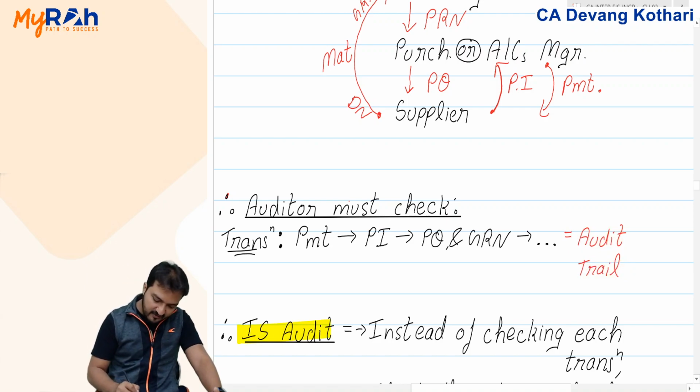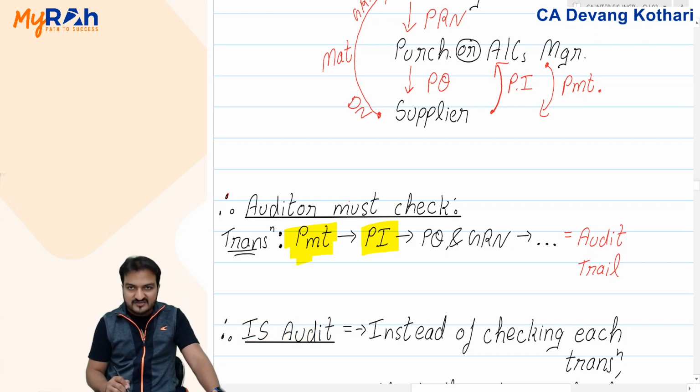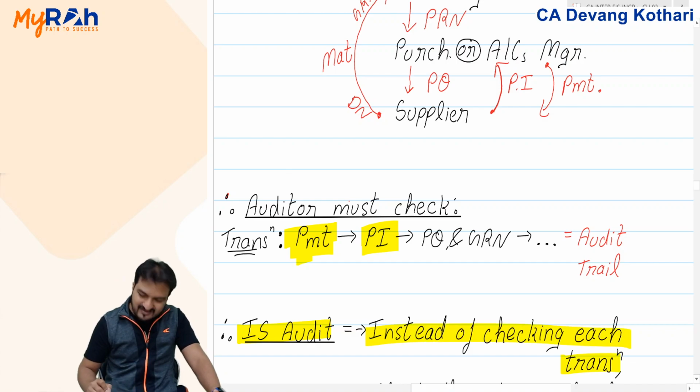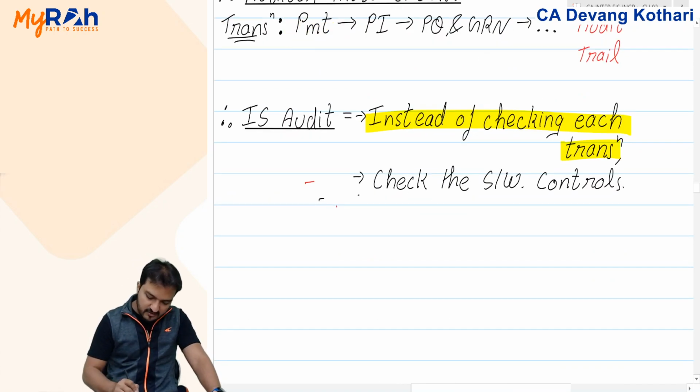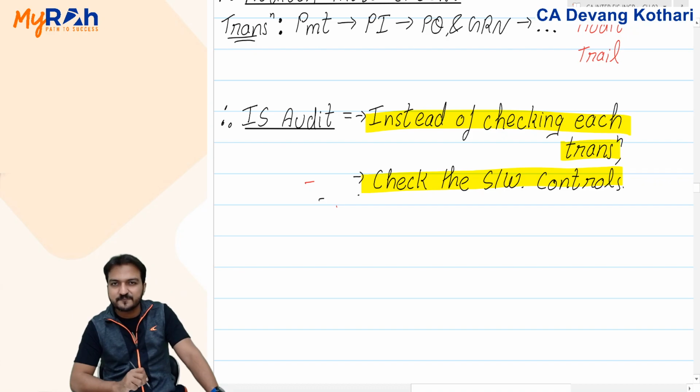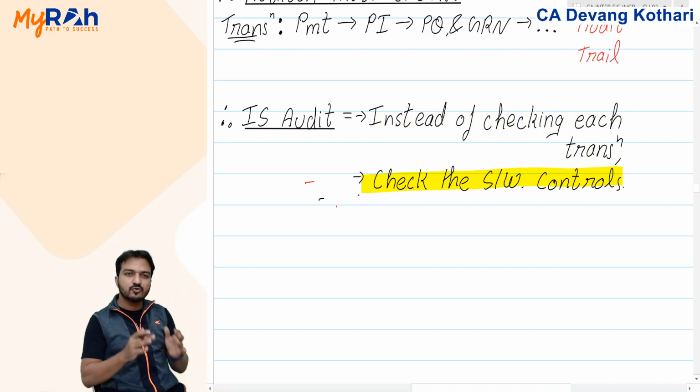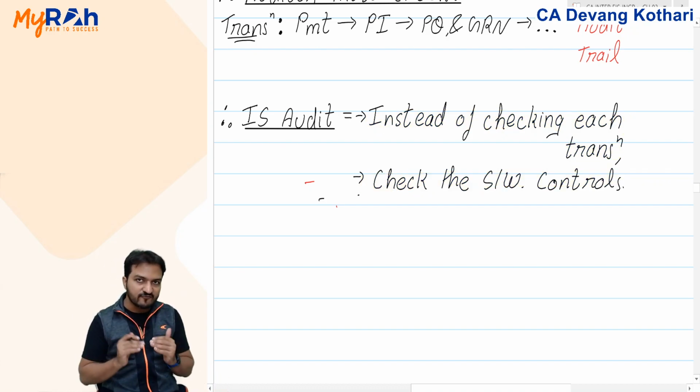In case of IS audit, you don't check every transaction here. You don't check the purchase invoice for every payment done. Instead of checking each transaction, what you need to do is check the software controls. IS audit means to check the controls in the software itself.